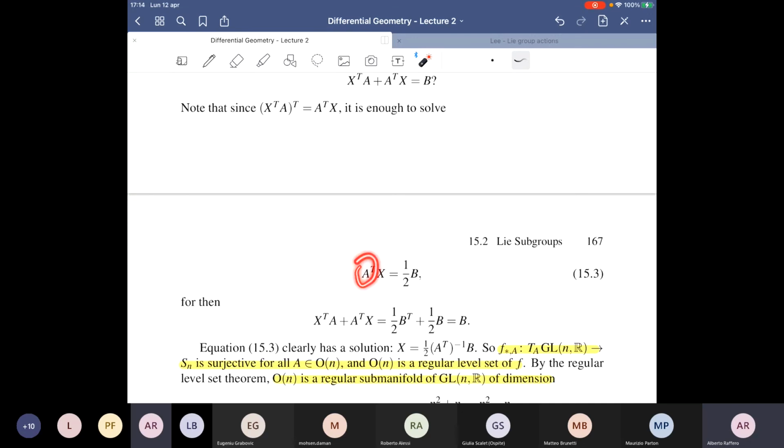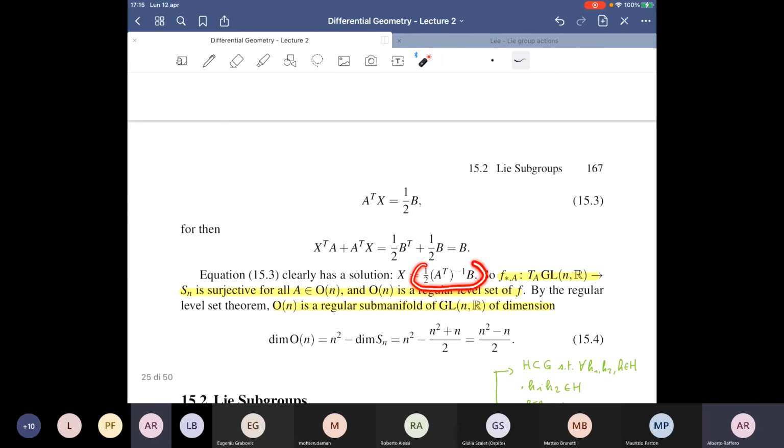So you can consider the inverse of this one, and you can solve this equation and obtain who is X. X is precisely 1/2 of the inverse of the transpose of A times B. So this shows that the differential of F at any matrix in the orthogonal group is surjective. And so this tells you that the orthogonal group is a regular level set of this map F. And so in particular, it is a regular submanifold of the general linear group.